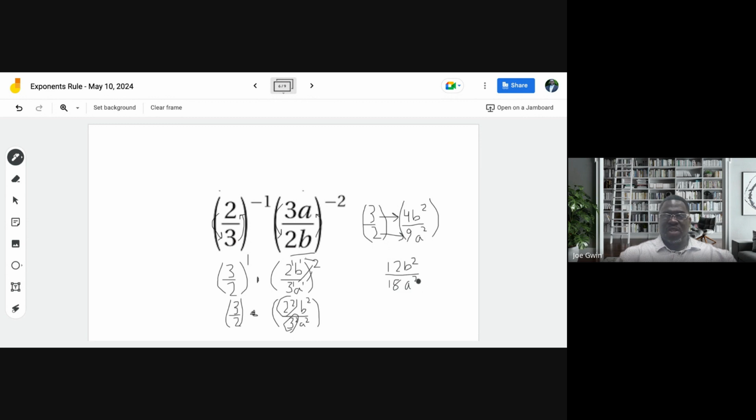And if we want to do some simplifying with the coefficients of each of these, we can. They both have 6's in them. So this is really 2/3. In the numerator, we have b squared, and in the denominator, we have a squared. This is a b, not a 6. And then this is a squared. All right, there you have it.